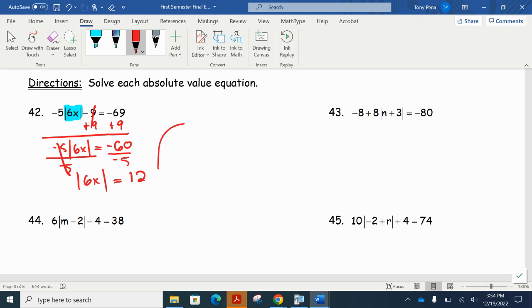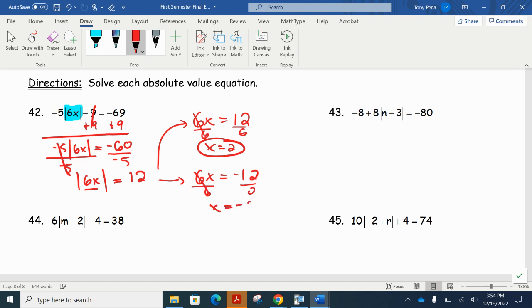This is now when we would set up our two different equations. We would take this 6x, set it equal to the positive 12, and we would take the 6x, set it equal to a negative 12. In both cases, we divide by 6. So in one instance, we get x to be a positive 2. And when we divide the other one by 6, we would get x to be a negative 2.